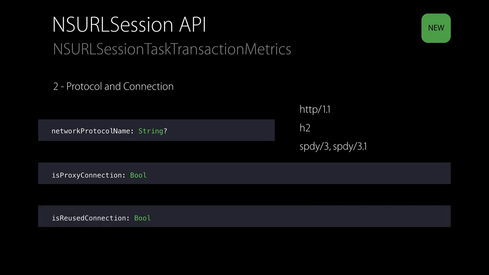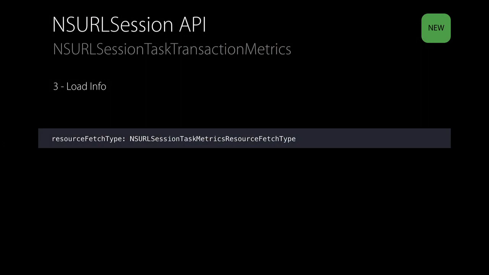And the is reused connection. This property is set to yes if a persistent connection was used during the fetch of the resource. Now, the third category of metrics has only one property, and it deals with information about the resource loading, or load info. The single property is resource fetch type.